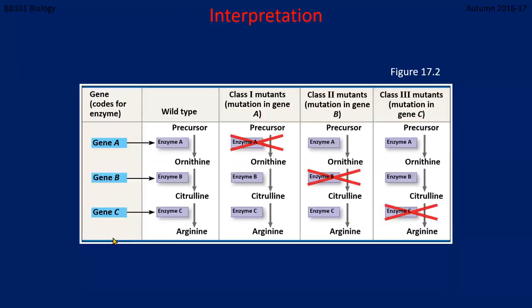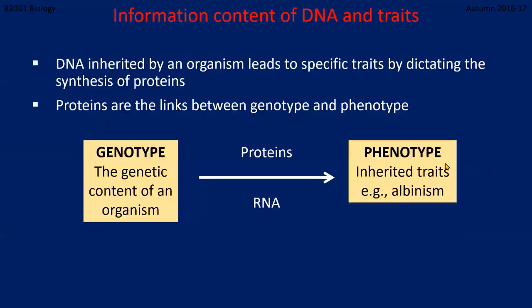So with that experiment, we can interpret that in the case of the class 1 mutation, the reaction from the precursor to ornithine is being inhibited. In the second case, ornithine to citrulline has been inhibited, and in the third, citrulline to arginine is not happening. So those were the experiments, and in that way people thought about how the gene is related and what exactly its relevance is.